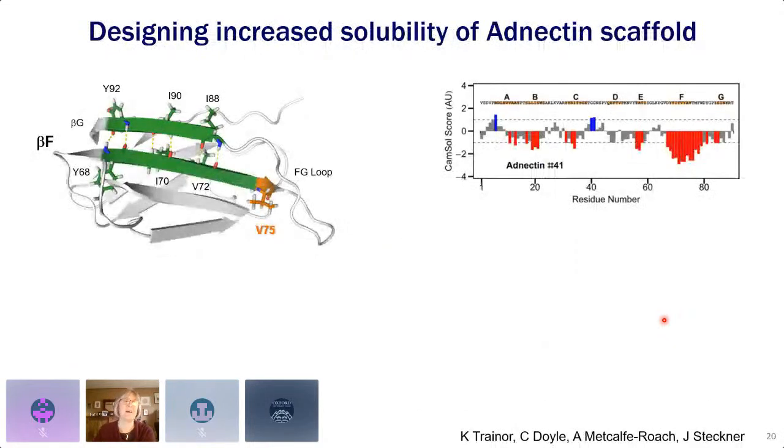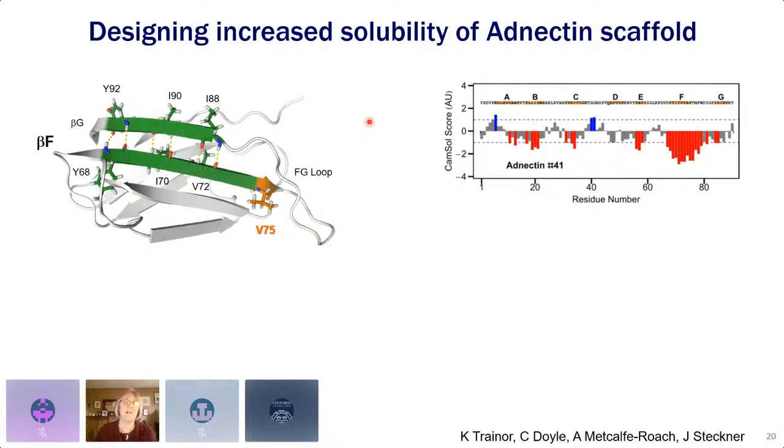Okay, so how can we design increased solubility? Here we have, again, the structure of adnectin, and I'm highlighting the F strand and the G strand in this beta sandwich structure, and here's the FG loop. We wanted to improve the scaffold, and we looked at the aggregation propensity as a function of the primary sequence, where blue is soluble regions and red is aggregation-prone regions. What you see here is that the F strand is a very highly aggregation-prone stretch. It's a central beta strand. They fairly often come up that way in folded proteins. So we thought this was a region to try to perhaps improve the stability and the solubility.